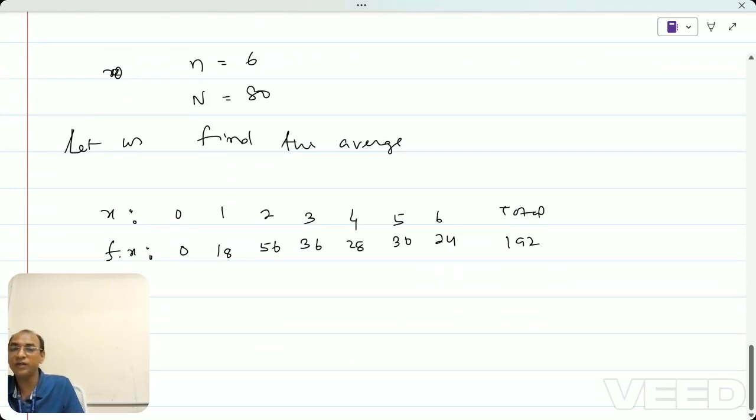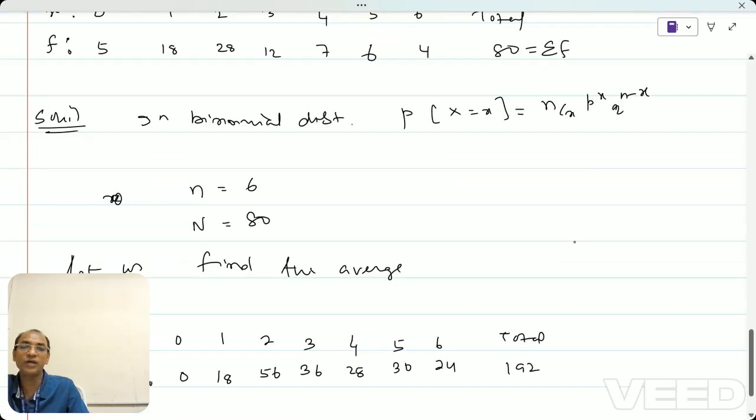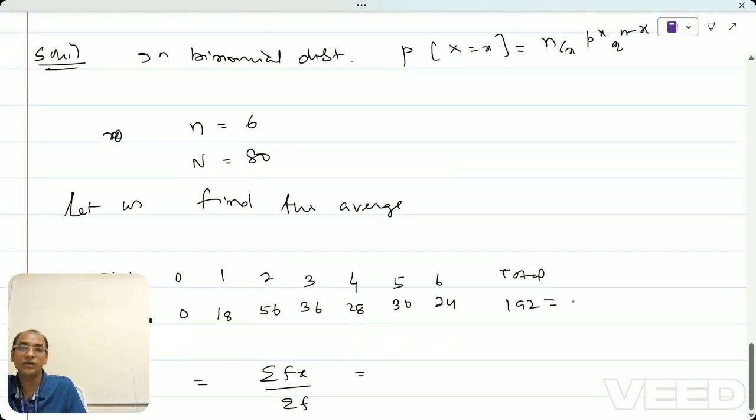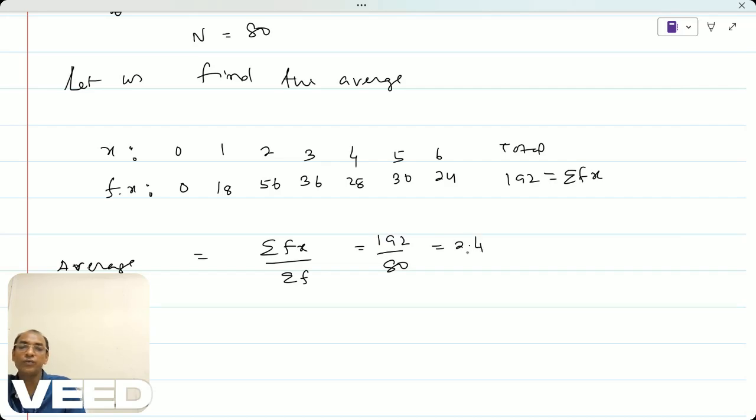So the average will be summation fx divided by summation f. Summation f is nothing but 80, and summation fx is nothing but 192. Now this will be equal to 192 divided by 80, which is equal to 2.4. So this is the average of the given problem.